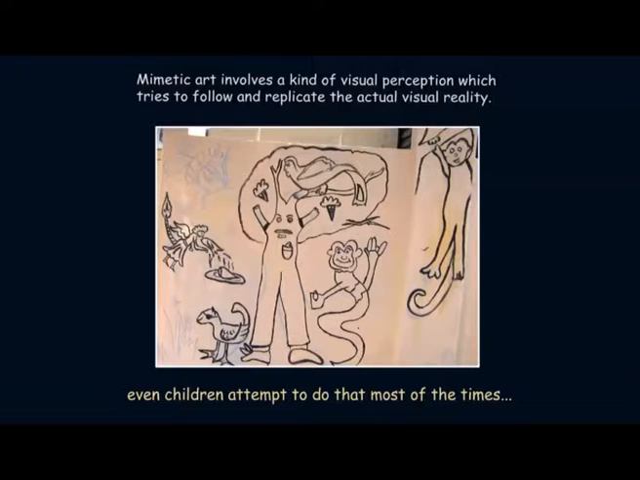Now, mimetic art involves a kind of visual perception which tries to follow and replicate the actual visual reality, and you find that tendency even among children. Children attempt this kind of mimetic process most of the time, though what they come up with may not be so convincing as a realistic depiction, but the entire attempt of a child is generally to be as faithful as possible to the real world.